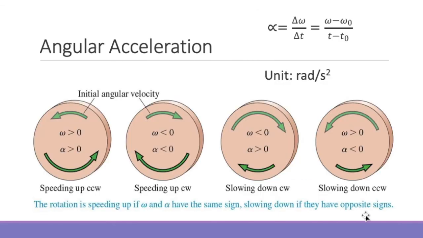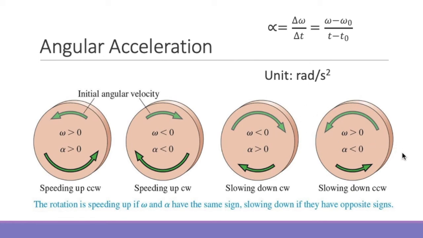Now, if the angular velocity of an object changes as it rotates, it's not constant, then it is accelerating and it has an angular acceleration. This is defined similarly to linear acceleration, where instead of the change in linear velocity per unit time, it's the change in angular velocity per unit time. So omega final minus omega initial over the change in time here. And the units of angular acceleration are radians per second squared.